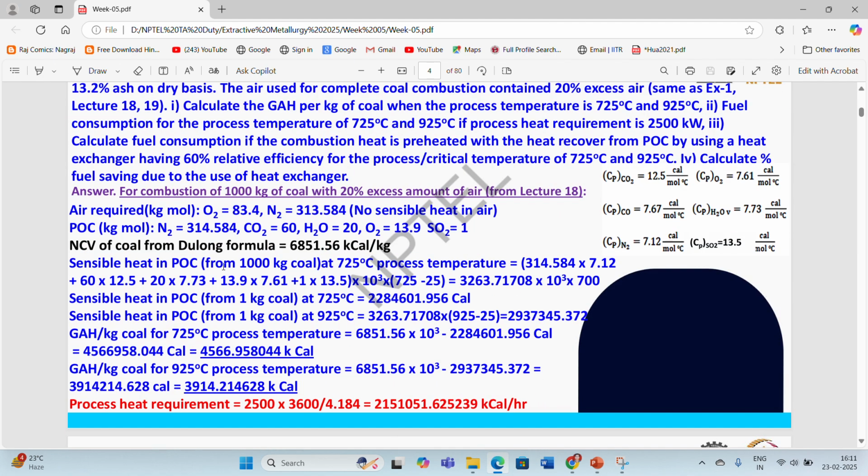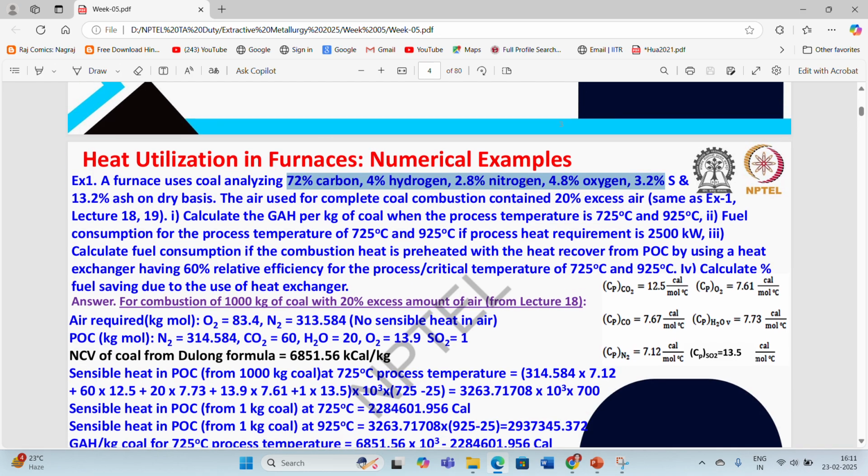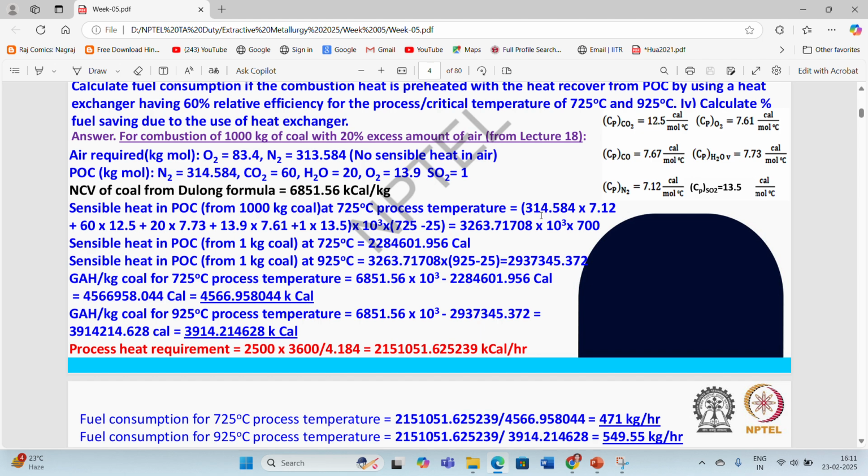So based on that, we can calculate the stoichiometric air calculation for the proper fuel consumption, and then excess air according to the 20% excess air. So air requirement is around O2 equal to 83.4 and N2. So no sensible heat in air. Then POC. Then we can calculate the net calorific value of the coal based on these composition by the help of the Dulong's formula. So we came to know that NCV of coal is coming around at 6851.56 kilocalorie per kg. Now we can calculate the sensible heat in POC.